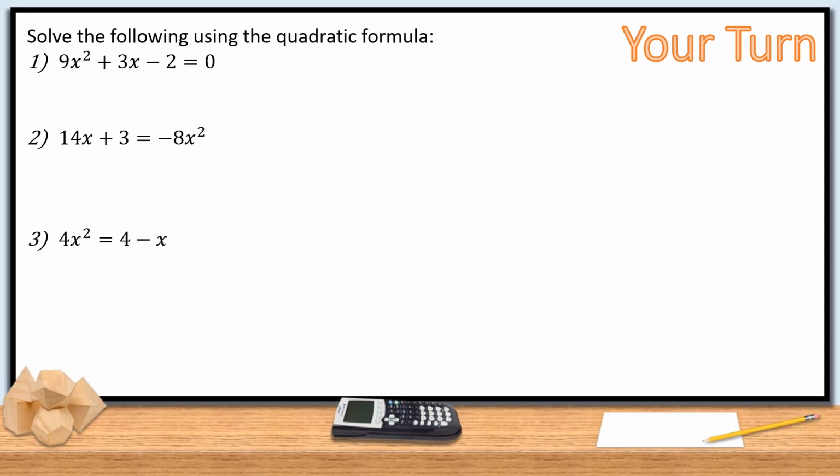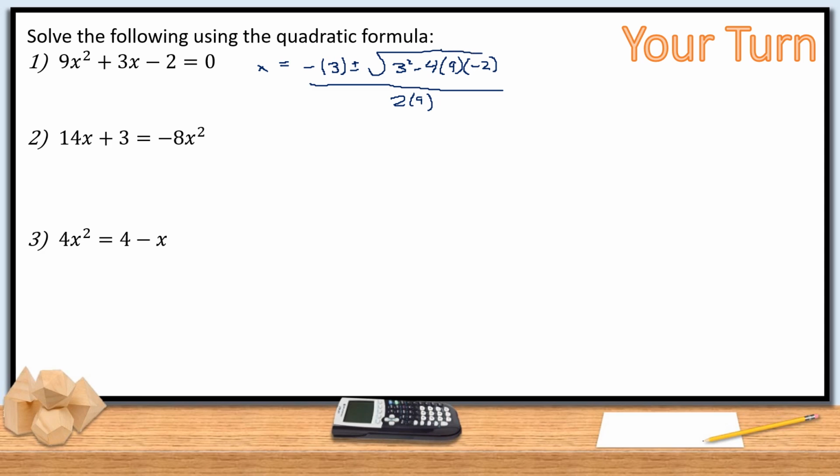All right, so first one, we got our a, b, and c. So x equals minus 3 plus or minus square root of b squared, so 3 squared minus 4, a is 9, c is negative 2, all over 2 times 9. One thing to note, because we got minus 4 times minus 2, it's going to be positive. So I know the discriminant is positive.